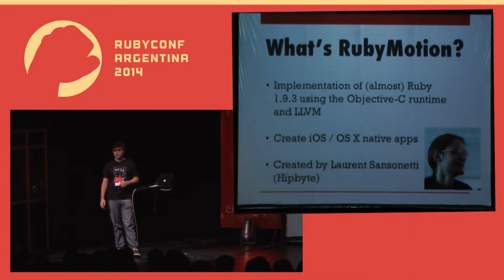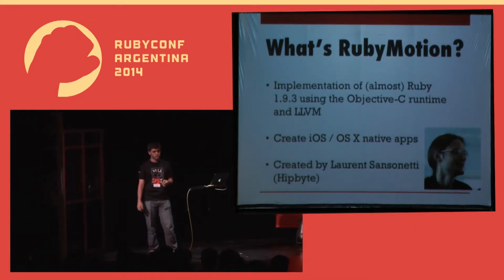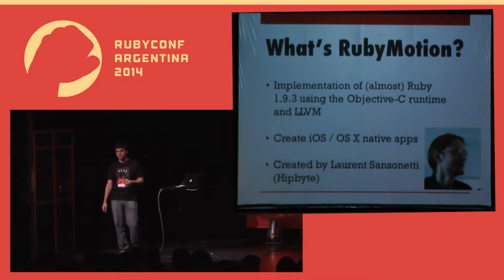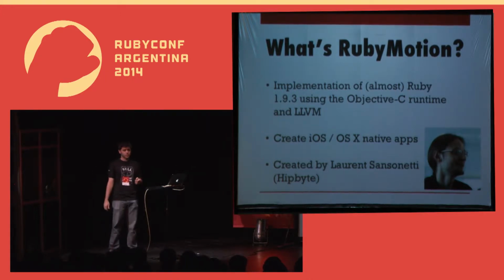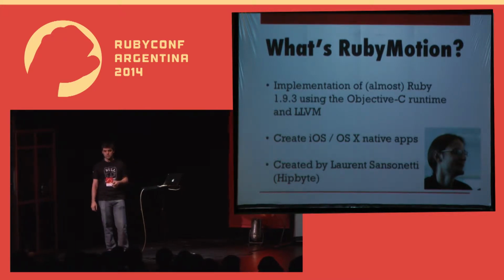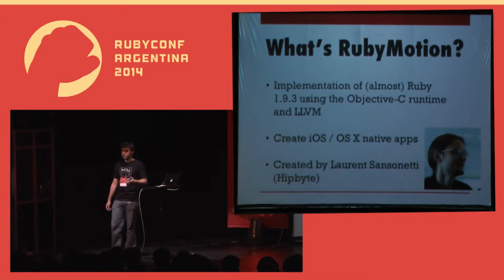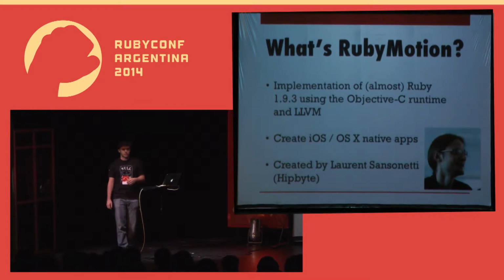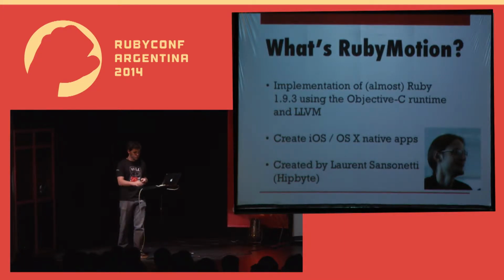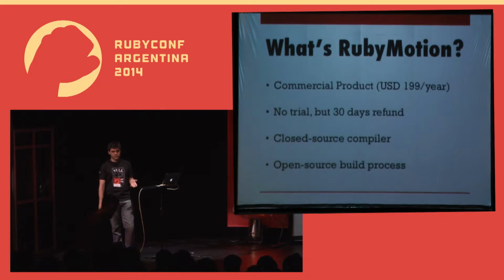RubyMotion was a fork of the MacRuby project that started within Apple, a project to build Mac applications in Ruby. But at a given time, Apple decided to discontinue the product, and Laurent Sansonetti, the lead within Apple for that project, left the company and created his own company, HipByte. It's a very tiny company, just 5 developers. And it never accepted any external investment, so RubyMotion is a commercial product.